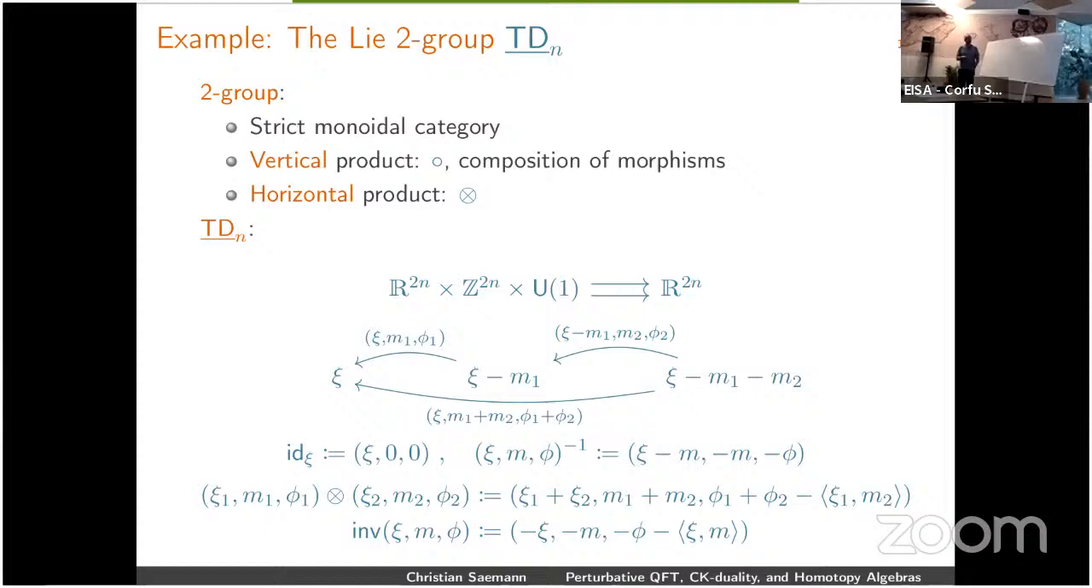So Xi is a point in R2N. This is one of these morphisms. And you see, this is the source. It maps this point to that point. And this here tells you how the composition works, what we call vertical multiplication in this group. And these are the other functors that we need. This is the horizontal composition, this is the inverse, right? But you see the formulas are all there. It's explicit, there's nothing abstract. You can just calculate with it directly.